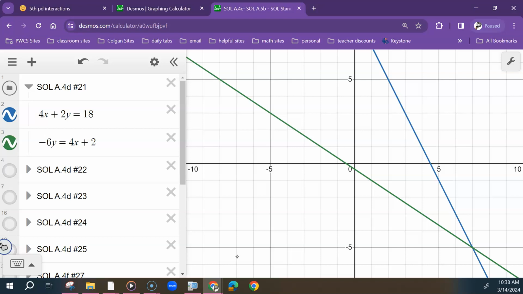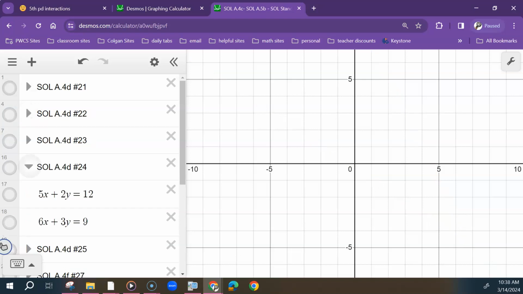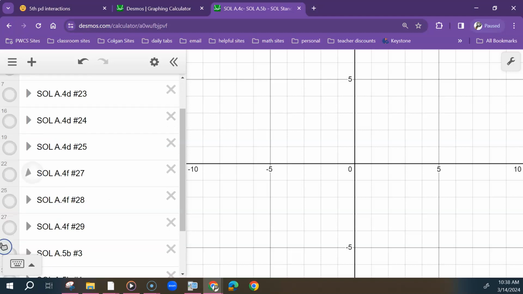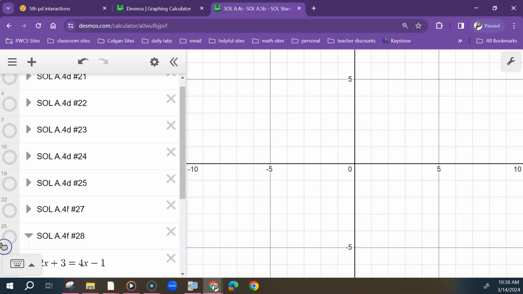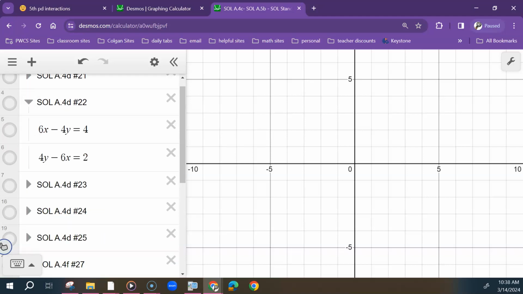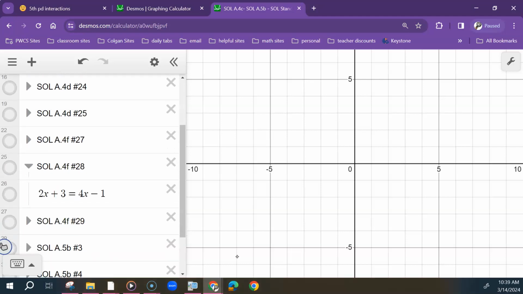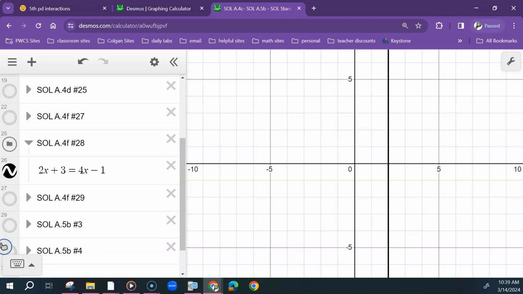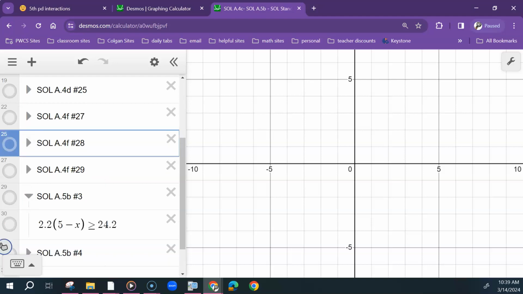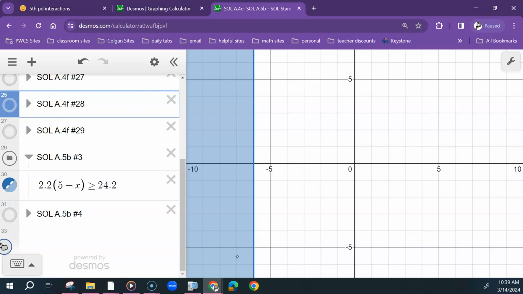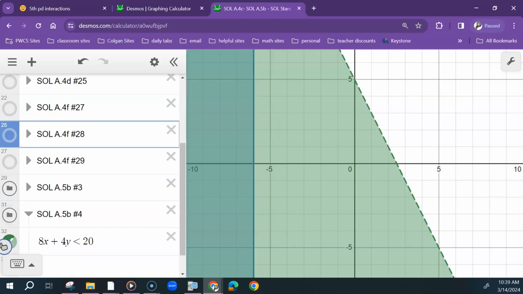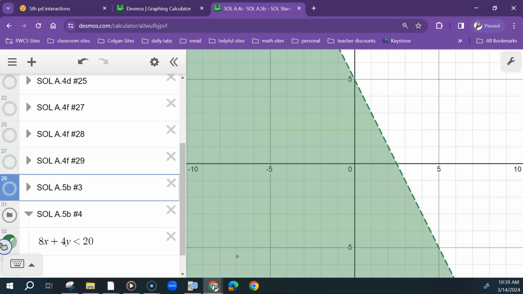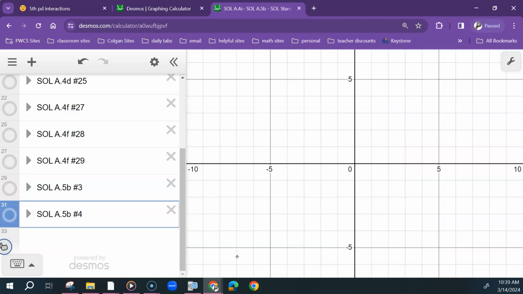So the beginning questions were your systems. You put those in, see where they cross. The ones that had graphs, you could put those in, find the answers, and include your inequalities. So all of your equations and inequalities can be done in Desmos, so make sure you are using that.